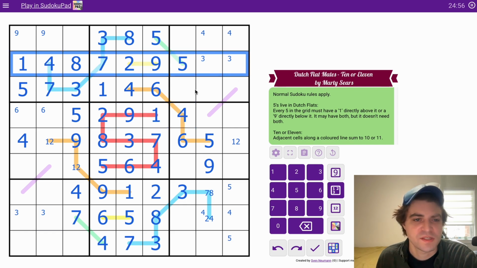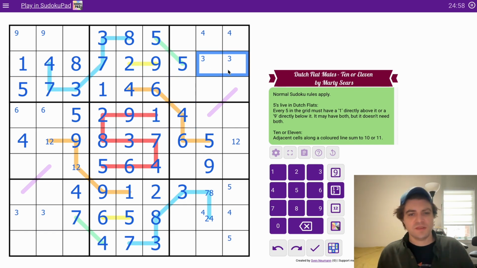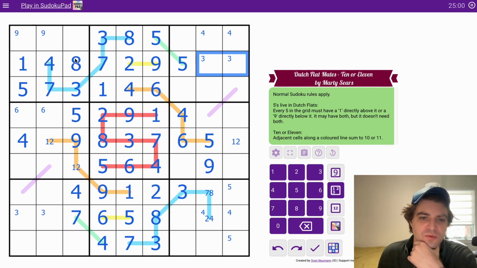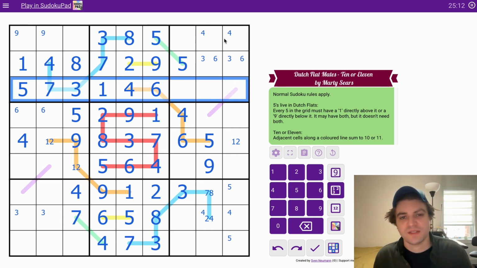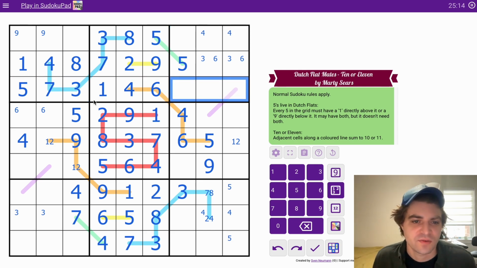What is the other missing number in this row? We have 3s. So 1, 2, 3, 4, 5, 6. 6 is the missing number. So our 6 is definitely going to go here. 6 and 3 definitely go here. What are the missing numbers in this row? That might tell us what goes up here. So in this row, we're missing what? We're missing a 2. We're missing an 8. And we're missing a 9.